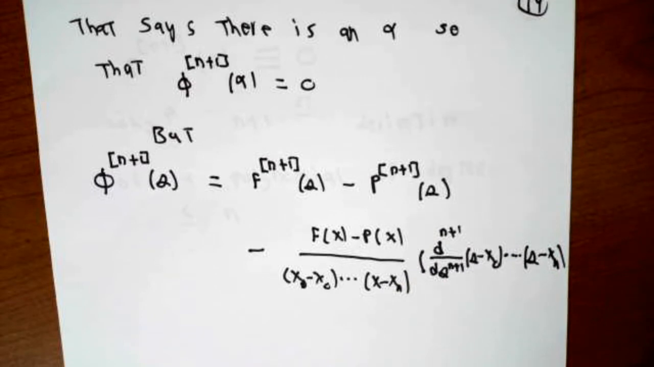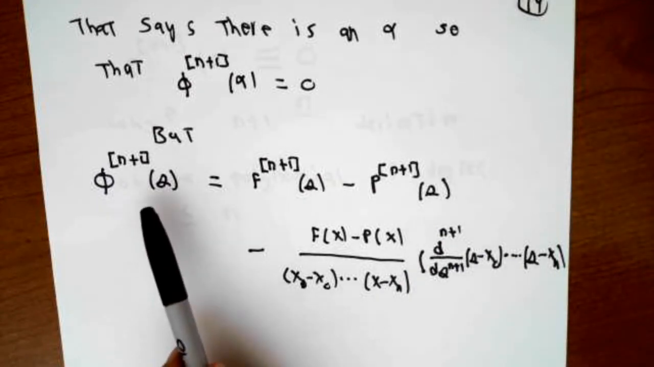Now, because of what we said before, 1 less than n plus 2 would be n plus 1. This tells me that there's some number alpha in the range of the x values from the data set, so that when I calculate the n plus first derivative of phi at that alpha, I get 0 for an answer. On the other hand, I have a formula for phi.